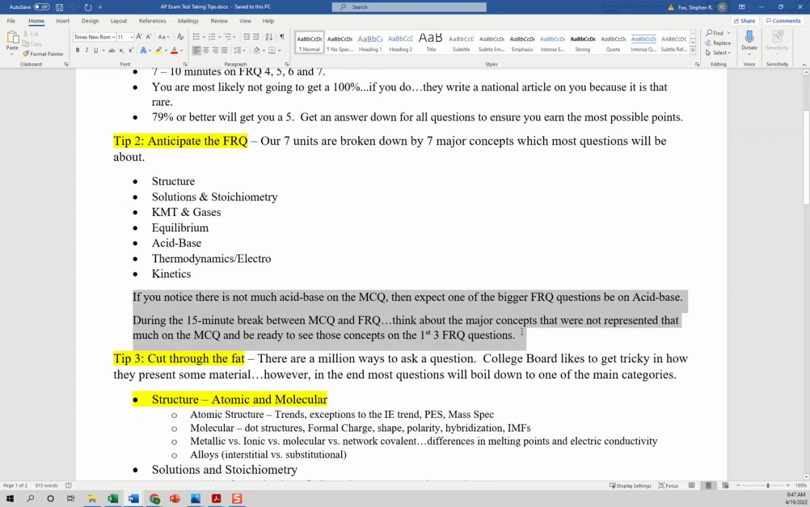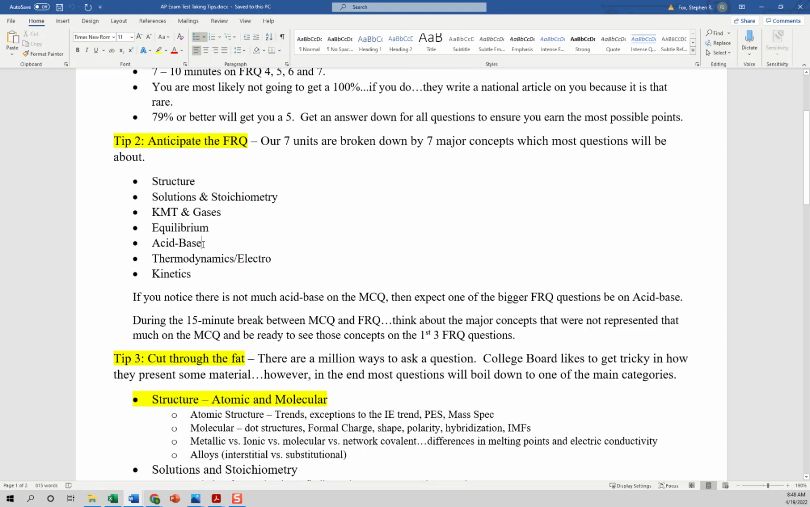for the AP exam, right? So you'll take your multiple choice, and then you'll have a 15-minute break, and then you'll take your free response, or maybe just a 10-minute break. I don't know, however they break it down. But during that break, you should be thinking about which of these topics was covered the most in the multiple choice. If there was a lot of acid-base stuff in the multiple choice, then maybe there's not going to be that much acid-base stuff in the free response, right? If there's a lot of structure questions on the multiple choice, then there's not going to be a lot of structure stuff on the free response.